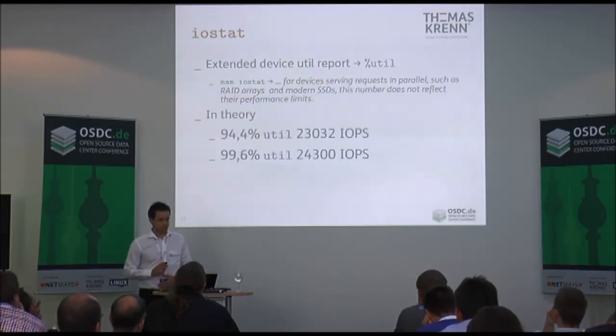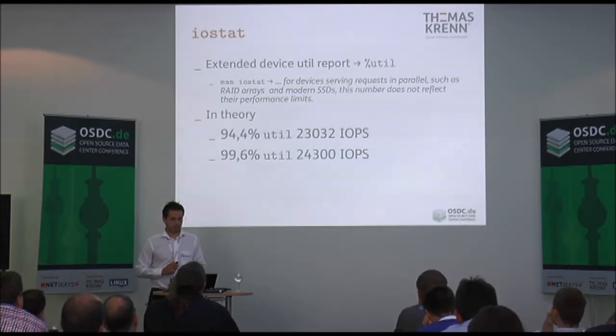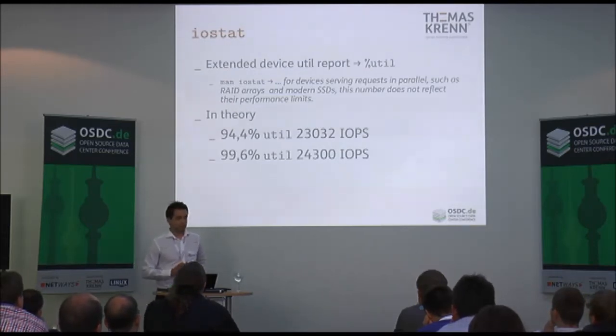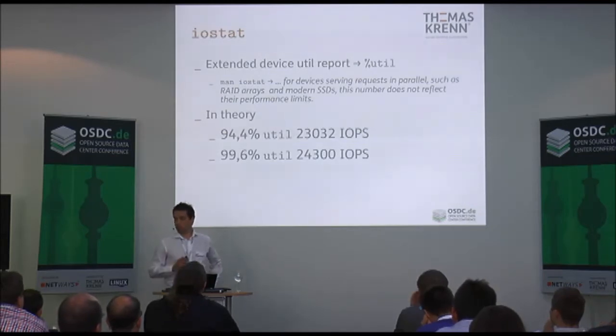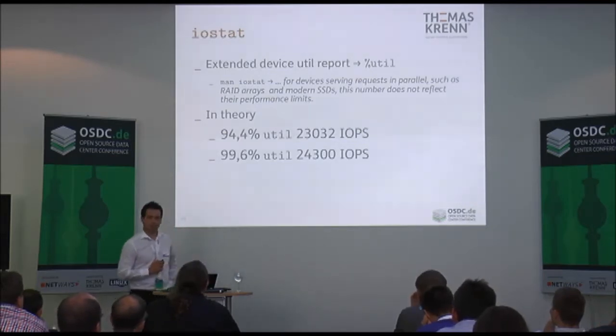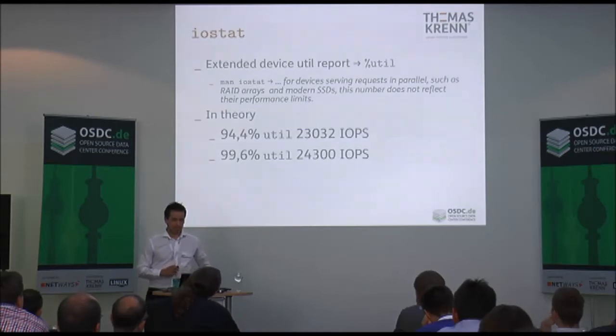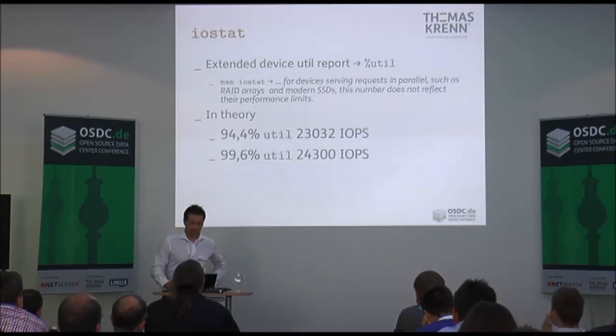The next thing I want to notice is the percent of utilization a device reports with iostat. If you read the man page, which we should do for the tool if we use the tool, then it says, okay, for devices serving requests in parallel, such as RAID arrays or SSDs, this number does not reflect the performance limits. Does anyone know what utilization reports from iostat? Can anyone explain that? Nobody?